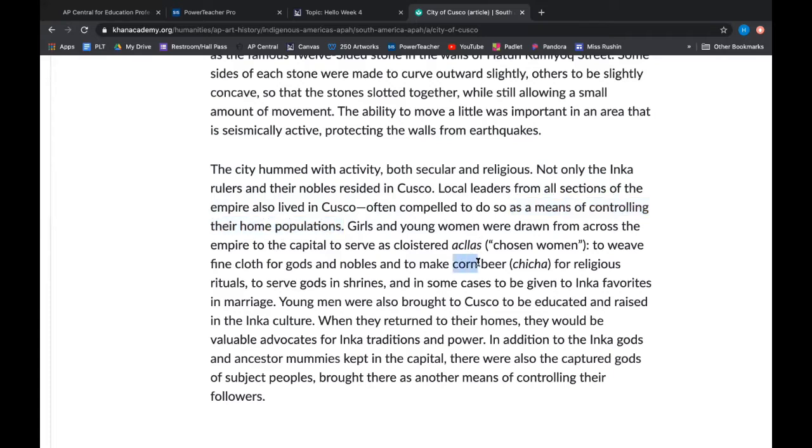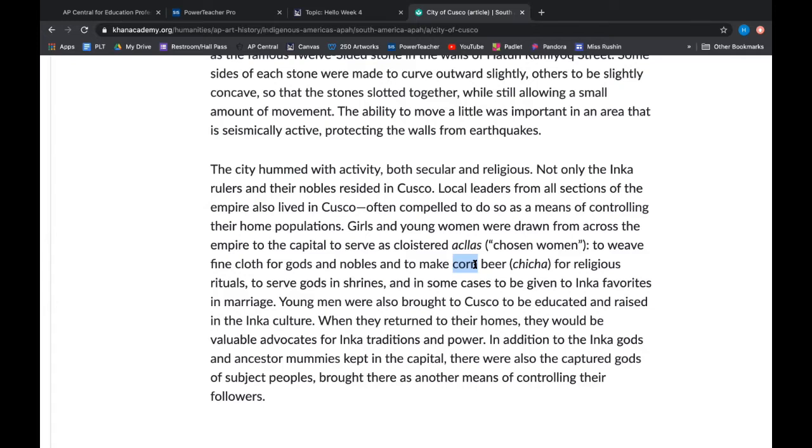So there's our first reference to corn, which again, the next piece, maize cobs, is depicting. For religious rituals, to serve gods in shrines, and in some cases to be given to Inca favorites in marriage. Lucky. Young men were also brought to Cuzco to be educated and raised in the Inca culture. When they returned to their homes, they would be valuable advocates for Inca traditions and power.